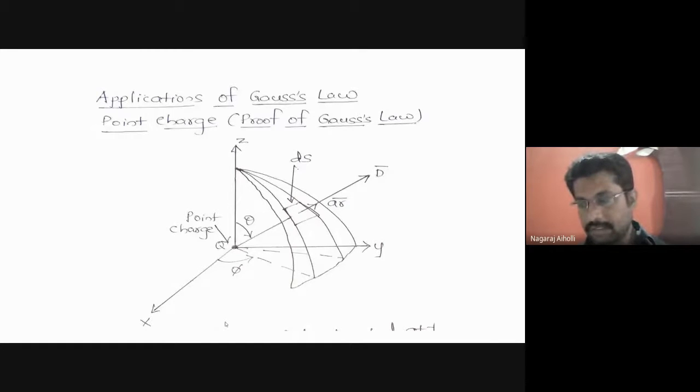The electric flux density D bar is always normal or perpendicular to this Gaussian surface. Then we have to know the certain limitations of Gauss law. Limitations of Gauss law are that it can be applied only to the surface.